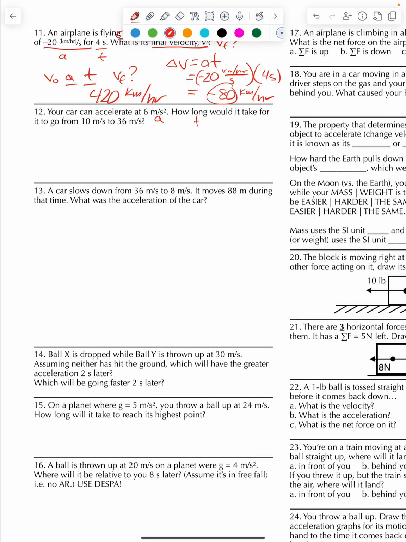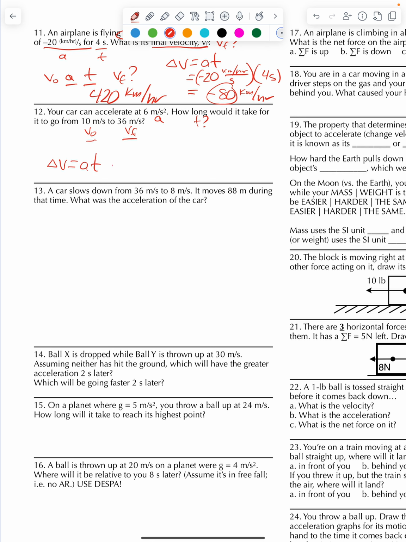How long, it's looking for T, would it take for it to go from the initial to V final. Okay, looking familiar? So we're given V initial, V final, A, and we're looking for T. Okay, so which equation do you think we're going to use? Because remember, whenever you have V initial and V final, that's going to be your delta V, right? So we're going to end up using delta V equals AT. Or just going ahead and solving for it, we're solving for T, right? It's going to be our delta V over A. Make sure that you don't do A over delta V, even if you have to write it down in your notes.